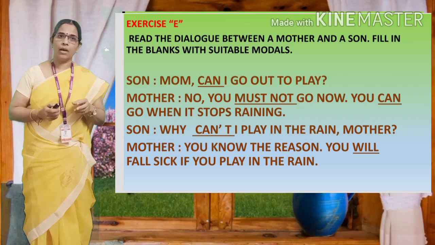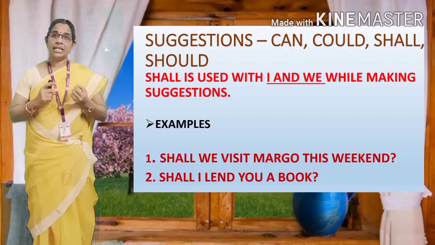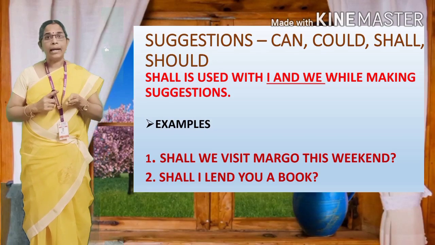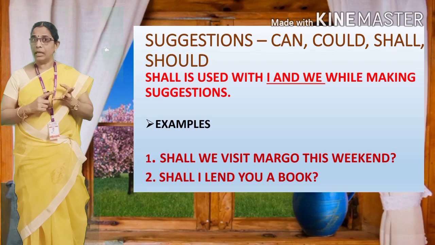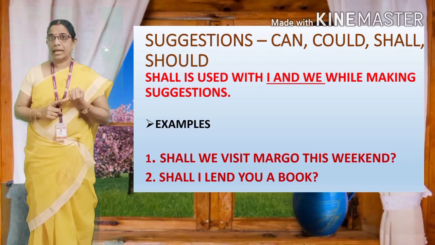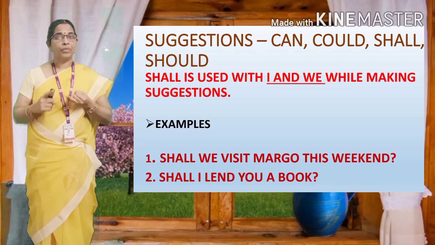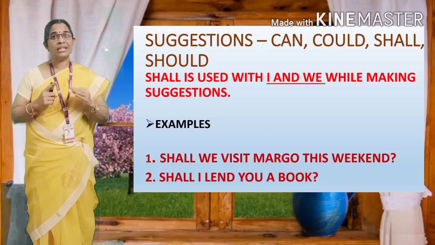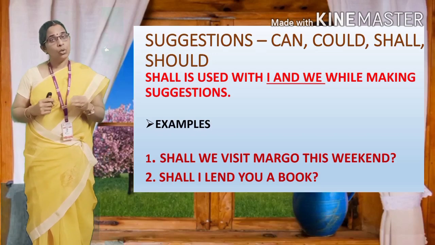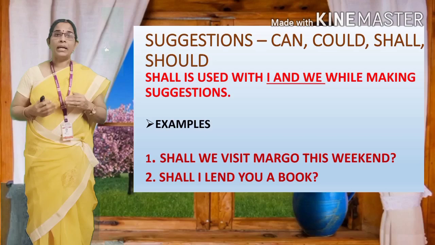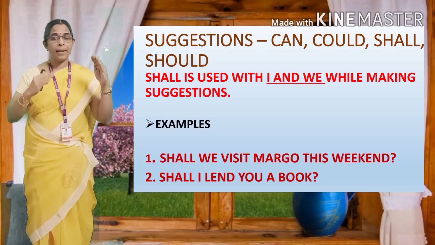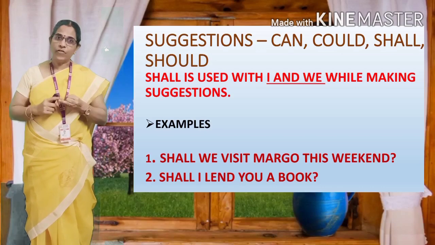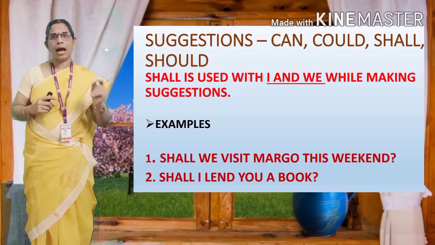So you are using will. If it is a suggestion, you can use the words can, could, shall and should. Can and could come in order to express ability, possibility and even in requests. Now in suggestions also you can use can and could. Shall is used with I and we while making suggestions. If you are making a suggestion, shall will come only with the words I or we, that is first person singular and plural.